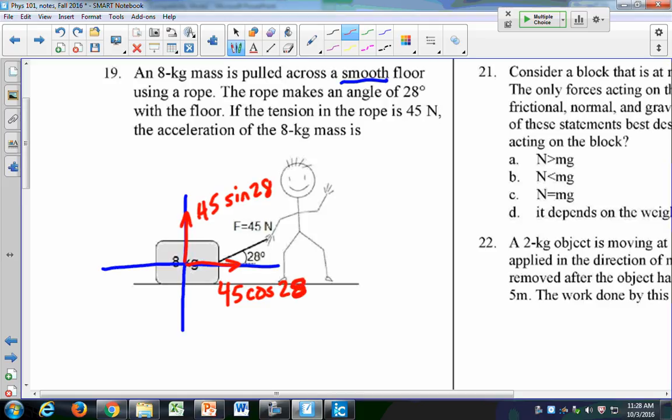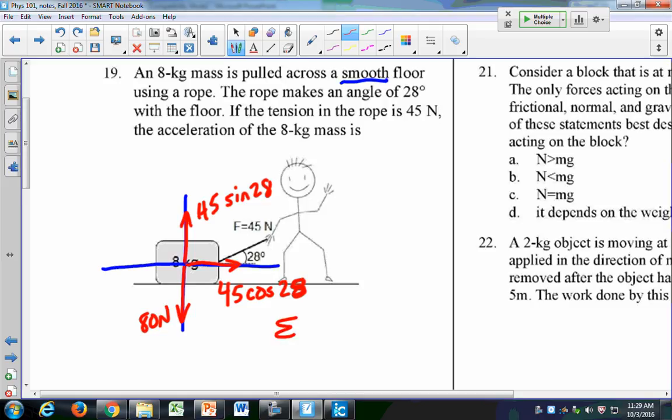I skipped a step there. I have this 45 newton vector. I just went ahead and broke it into its x and y components. And then I also have the weight, and that's it. I have the weight is 80 newtons. Now if I want to know the acceleration, it's accelerating only in the x direction, not in the y direction, because if it was accelerating in the y direction, it'd move up and down. It's accelerating only in the x direction.